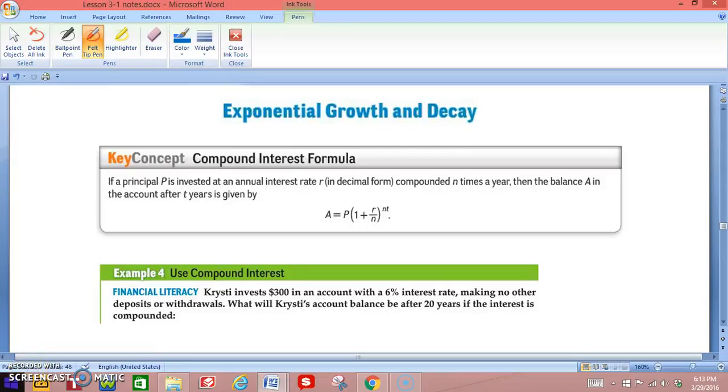Okay, this is page 5 of the 3-1 notes, and now we're going to start applying the exponential functions, the exponential growth and decay functions. And one way that you can apply this is through the compound interest formula.